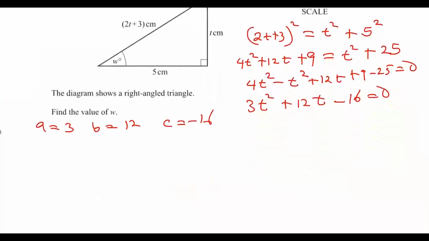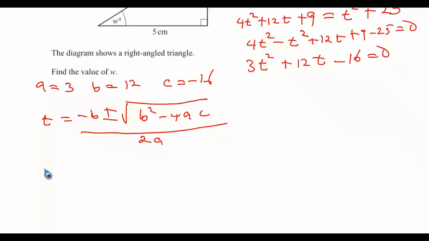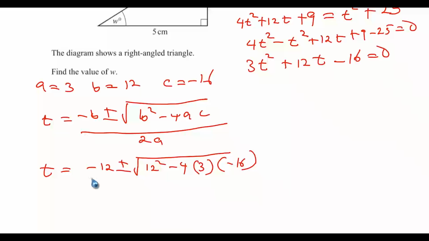Okay, so using the quadratic formula, t will be equal to minus b plus or minus the square root of b squared minus 4ac, then everything over 2a. So let's key in the values. t will be equal to negative 12 plus or minus the square root of b squared, that will be 12 squared, minus 4 into a, which is 3, into c, which is negative 16, then everything over 2 into 3.